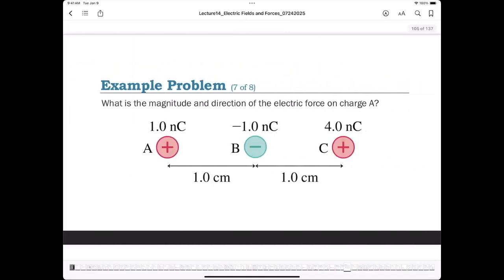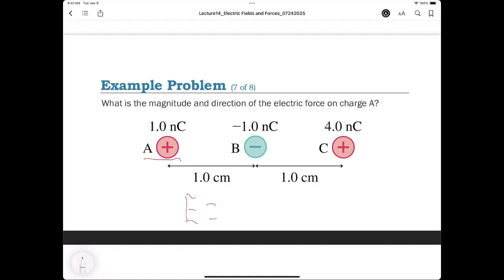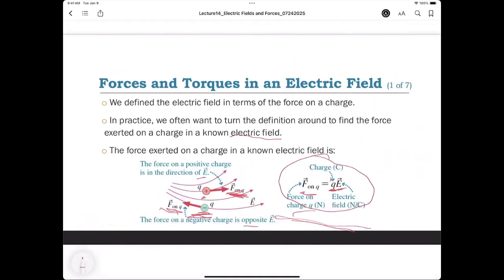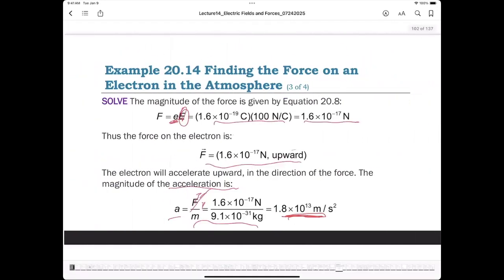Okay, let's check an example problem. What is the magnitude and direction of the electrical force on charge A? You can see this is charge A, and this is B, C. Any ideas? You can easily calculate the electric field, am I right? It equals kQ over r squared. You can calculate this electric field because you know Q and you know r. Then you use this equation to calculate the force, F equals QE, because you know Q and you know E. Am I right?